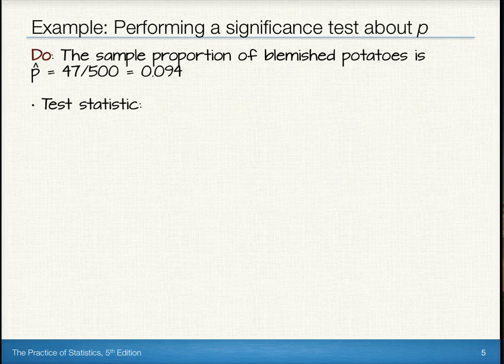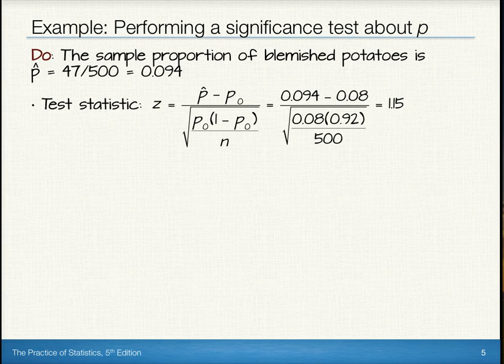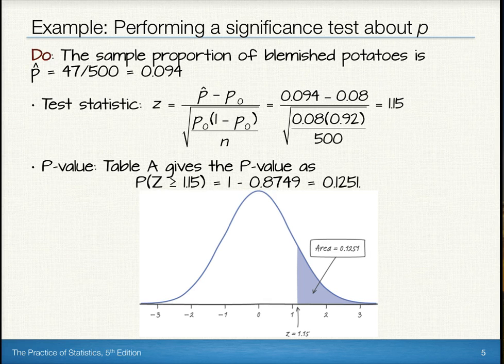To do that, we start by calculating a test statistic. We standardize that value to find a z-score of 1.15. Next, we use table A or technology to find the p-value. How likely is it that we'd observe that particular sample or something more extreme, assuming that null hypothesis is true? In this case, either using table A or technology, we see that the p-value is 0.1251, or about 12.5%.